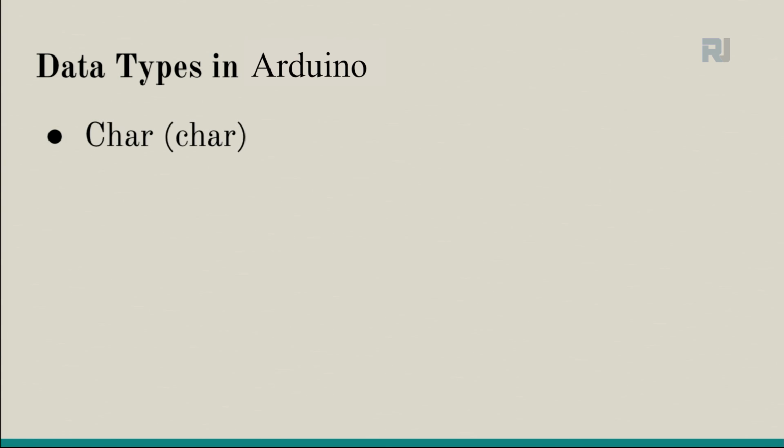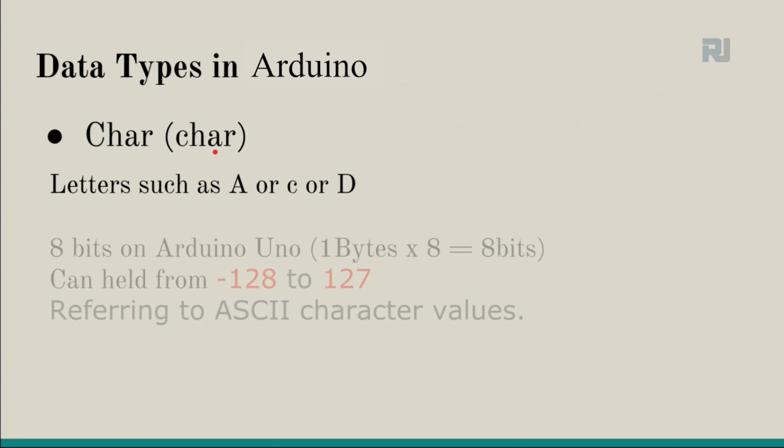The next data type that is used a lot in Arduino is character, and we are typing or representing it as char, C-H-A-R, with lowercase c. This is not capital, lowercase c. Sometimes people pronounce it as char. It refers to character. And we can assign a value like A, lowercase c, or D to this variable.